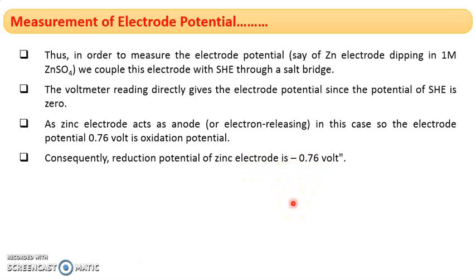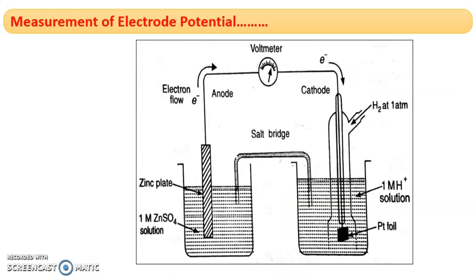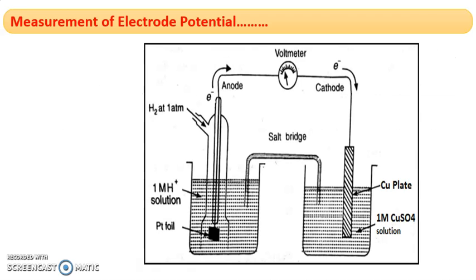So in this way we can find out the electrode potential of a given electrode. Now we will take another example. In the previous example we took the zinc electrode. Now we will take the copper electrode. This is a copper plate dipped in a copper sulfate solution, and this is connected to the reference electrode, the standard hydrogen electrode, and we have a voltmeter also connected here.